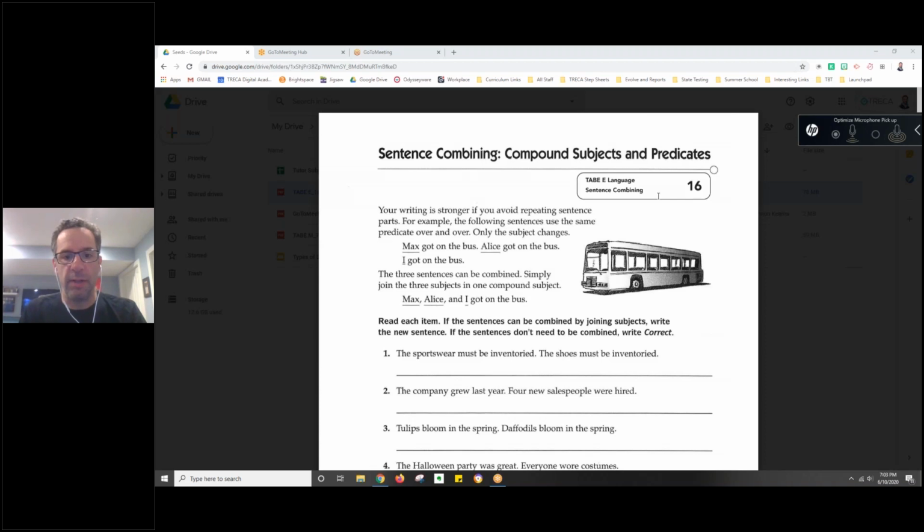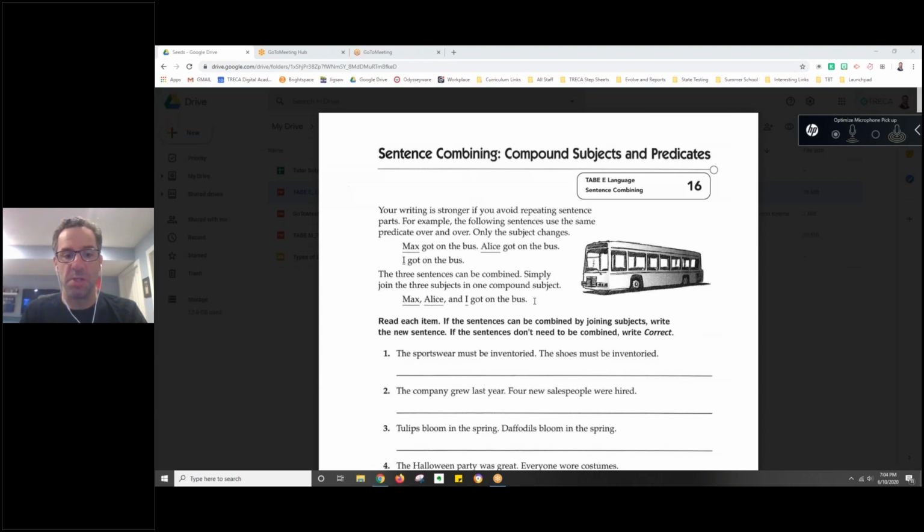With this one here, the great example is riding the bus. It says Max got on the bus, Alice got on the bus, I got on the bus. That's fine, right? That's all true, but there's a better way to write it. It's talking about trying to avoid repeating sentence parts. So sure, Max got on the bus. Alice got on the bus. I got on the bus. But the simpler way to say it is Max, Alice, and I got on the bus.